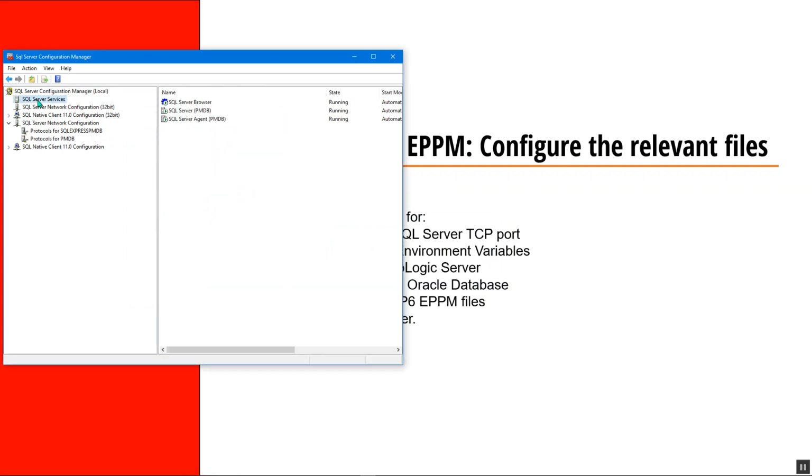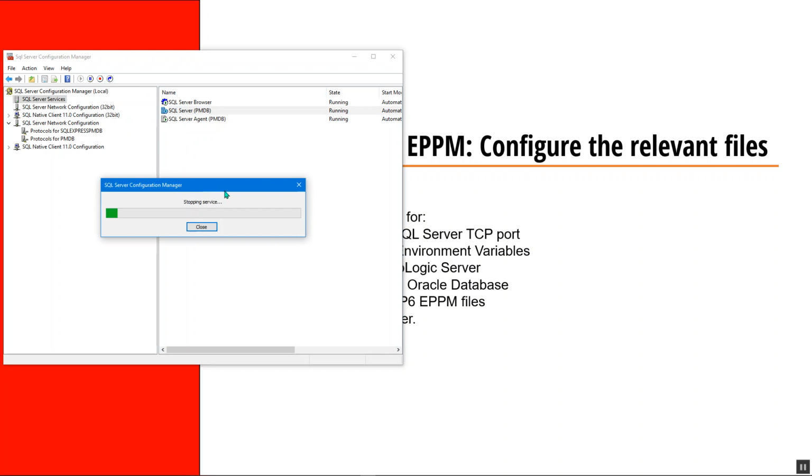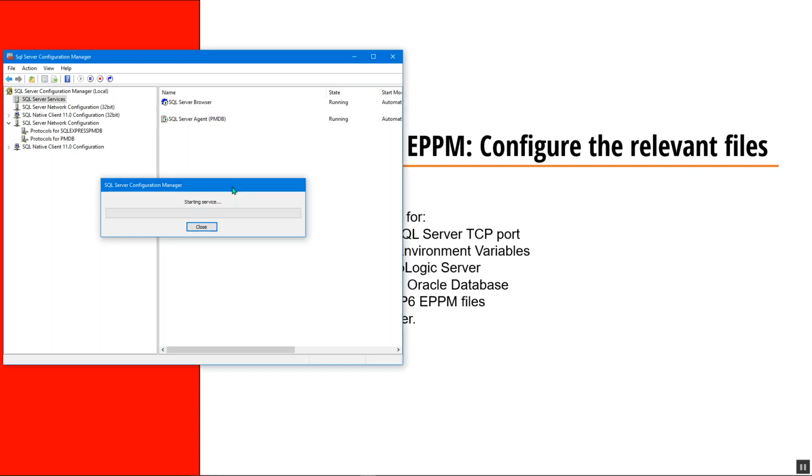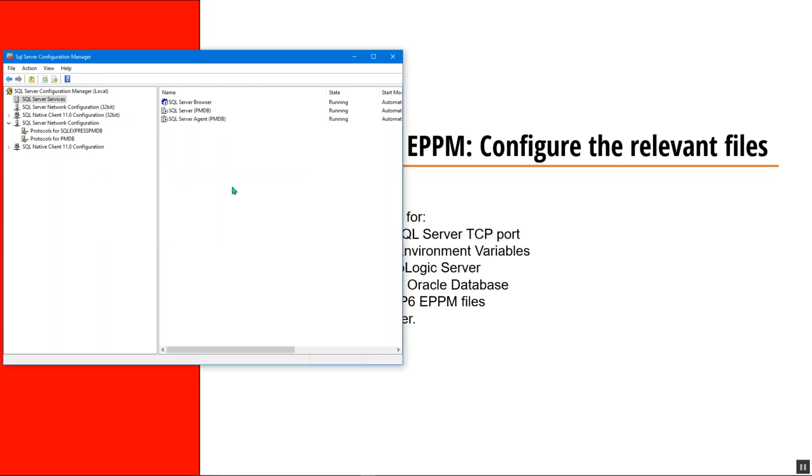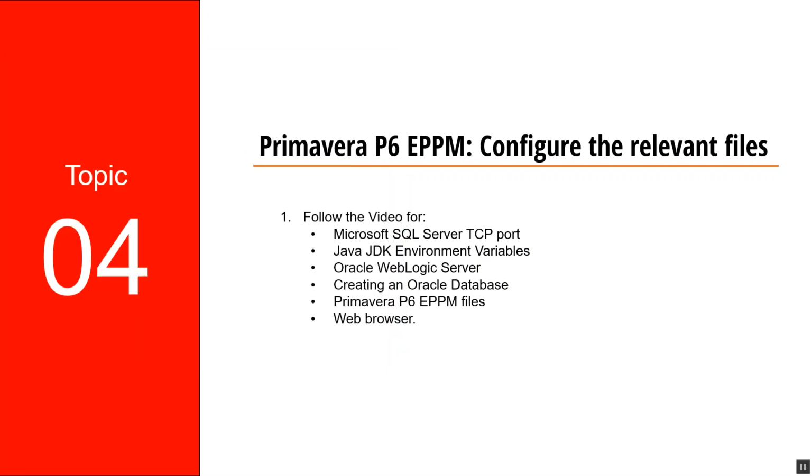Okay. So go to server, click on this and restart the server. It will stop the service, then start the service again. After doing that, the next thing we'll do, we'll just now restart the computer and then head to the Java JDK installation and environment variables.